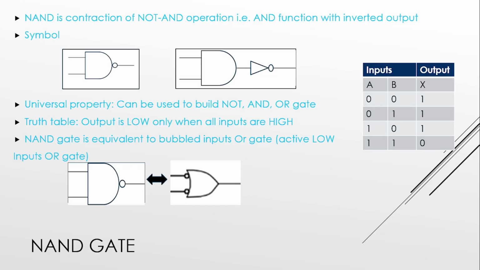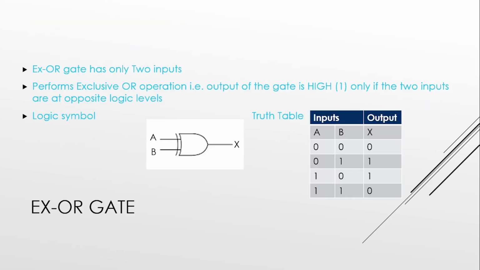Now look at the symbol here. It is similar to OR gate, and simply we have substituted here the vertical curved line towards input side. So this is the change here, and this is the symbol. A and B are the inputs and X is the output.